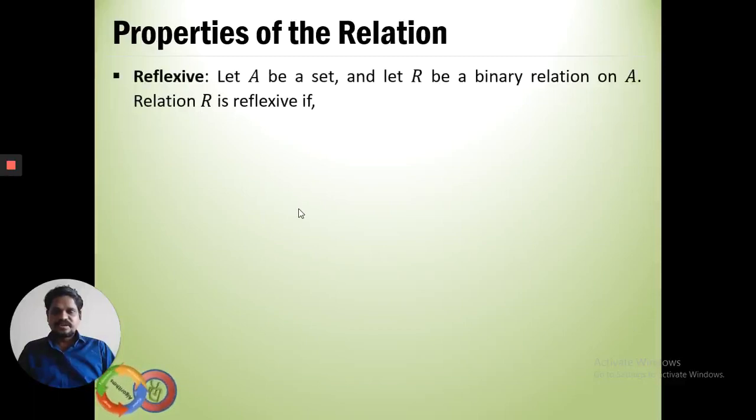Properties of relations. The first one is reflexive. Let A be a set and let R be a binary relation on A. The relation R is reflexive if x is related to x. It is itself related to itself. If this is happening, then we call it a reflexive relation.